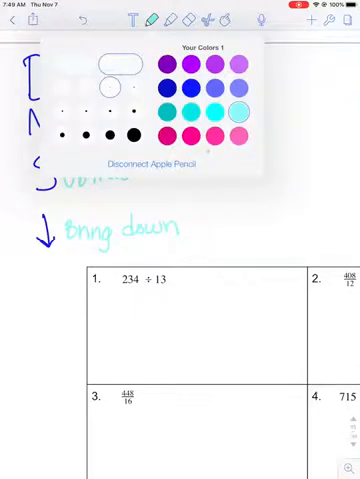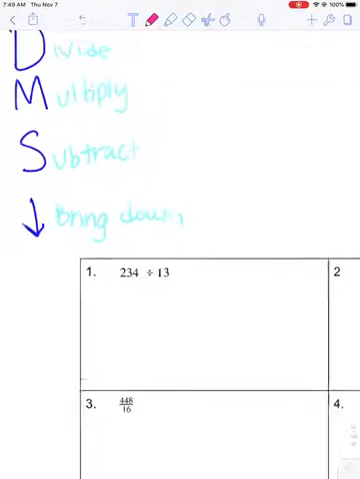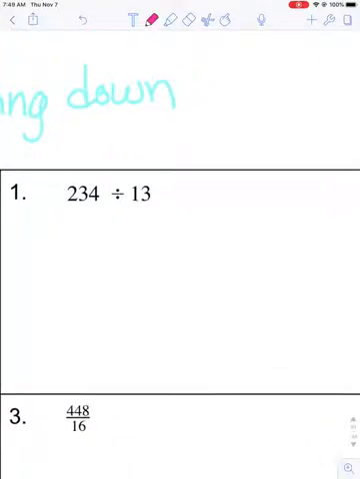We're going to start with problem number 1, and I'm going to be showing a strategy that is going to make long division with two-digit divisors go a lot faster. Let's start with number 1, just setting it up. So we have 234 divided by 13.